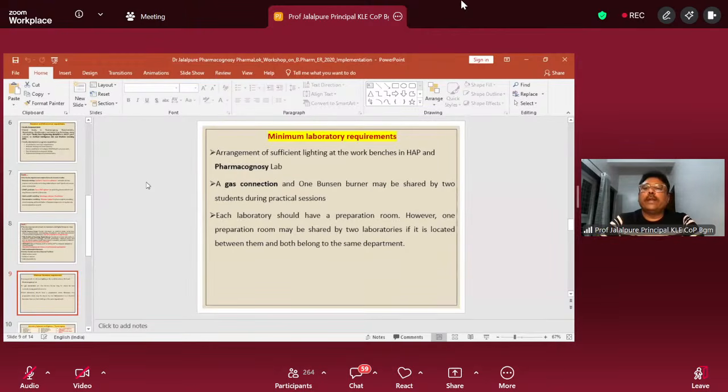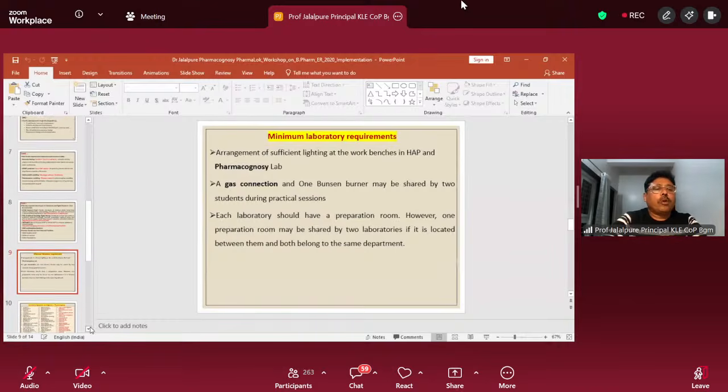Each and every laboratory must have these things, and each laboratory should have a preparation room. However, one preparation room may be shared by 2 laboratories if it is located between them, and both belong to the same department. So these are the specifics which have been mentioned. That is the reason this slide has been prepared. Otherwise, each and every laboratory requirement needs to be there as per the Pharmacy Council of India for proper implementation of this syllabus.